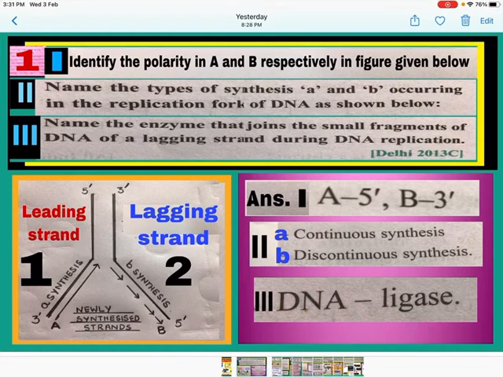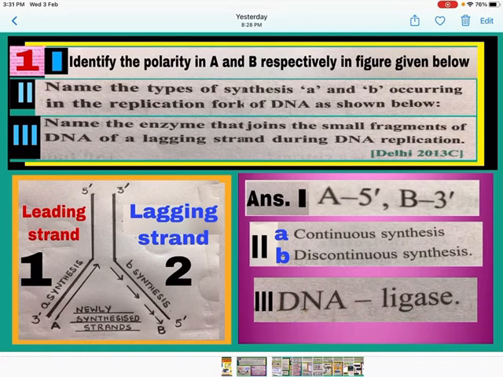Now read first part of the question. Identify the polarity in A and B respectively in a given figure. See the diagram. See the two newly formed DNA strands. Polarity at A is 5' and polarity at B is 3'. Note important point. DNA polymerase enzyme, which helps in DNA replication, it always works in 5' to 3' direction.